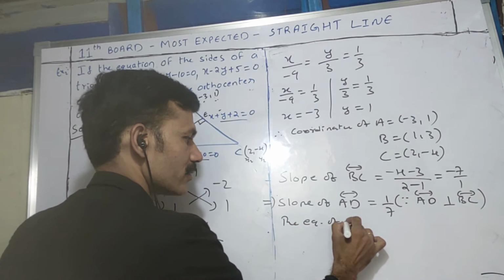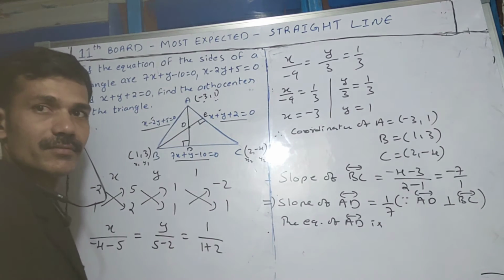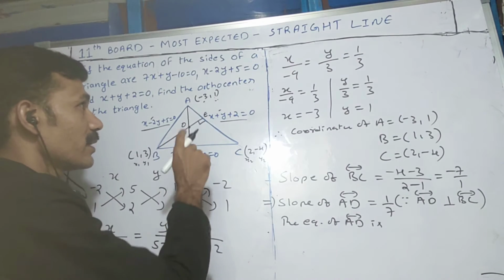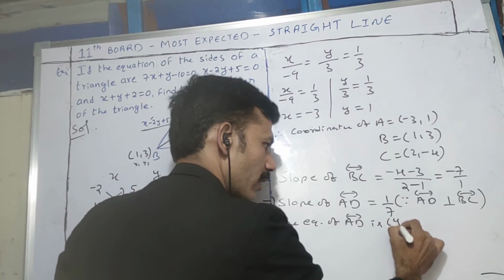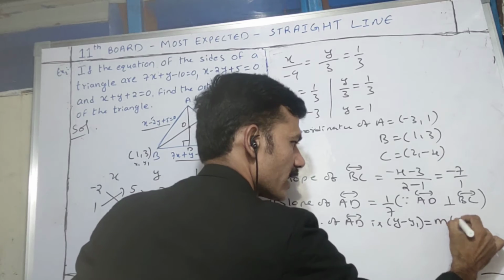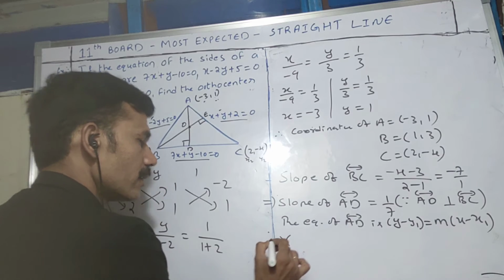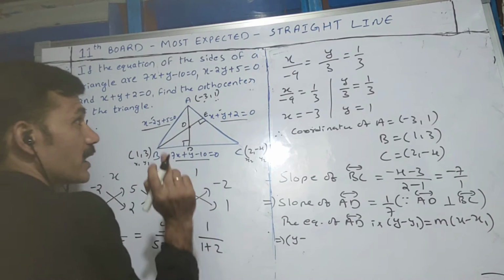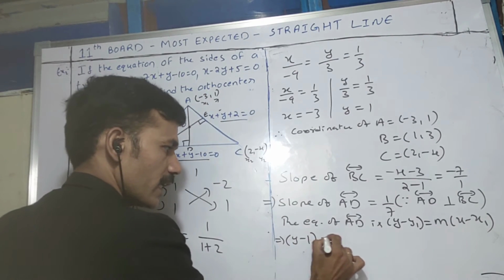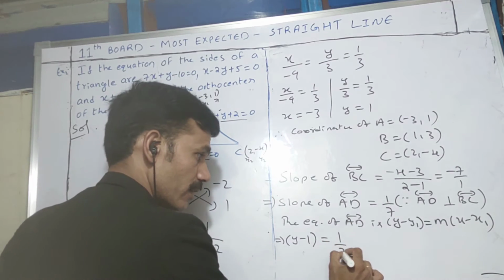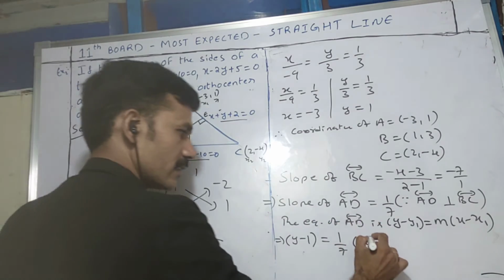The equation of AD: we know the slope and one point is known, that is vertex A, (-3, 1). We will use the point-slope form: y minus y1 equals m times (x minus x1). Here y1 we have to take 1, and m, the slope we found, is 1 upon 7. x minus x1 is x minus of minus 3, so we get x plus 3.